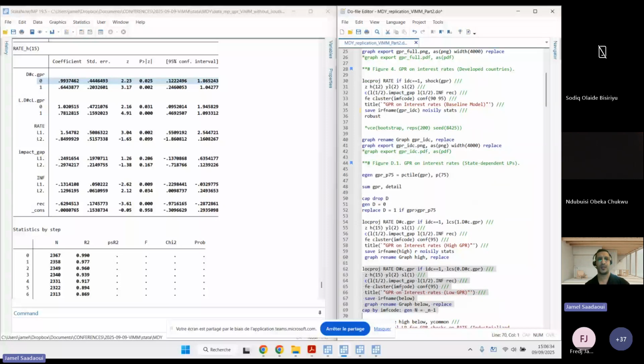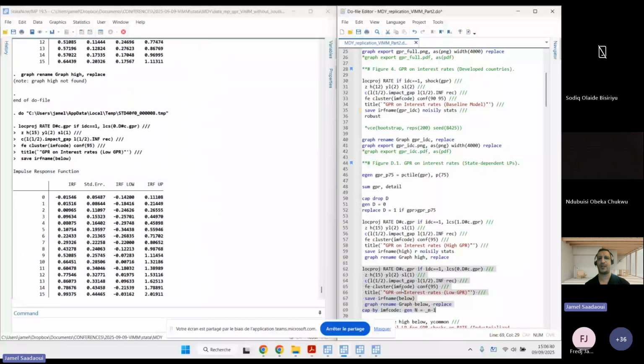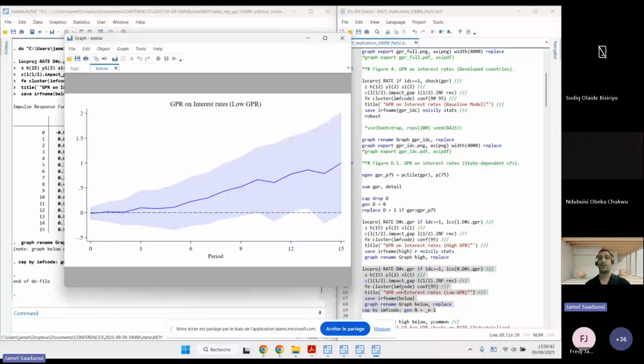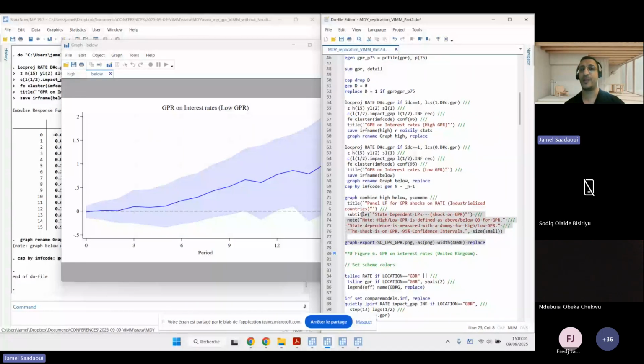Okay, so now I have these 2 graphs and I will put them together to make the state-dependent local projection. What you can see is that when we are below this threshold of the 75th percentile for the geopolitical risk, you still have this reaction, but it is less significant than before, showing that you have a possible time-varying effect. So let me combine them using the graph combine option here.